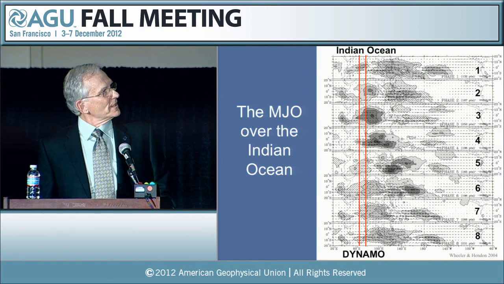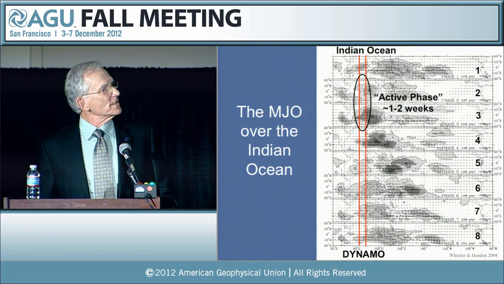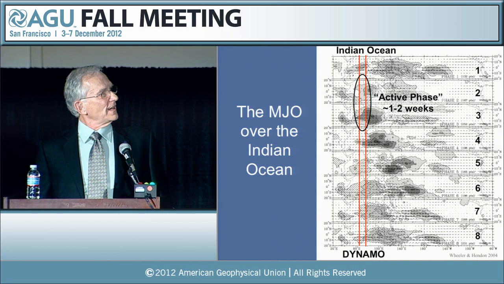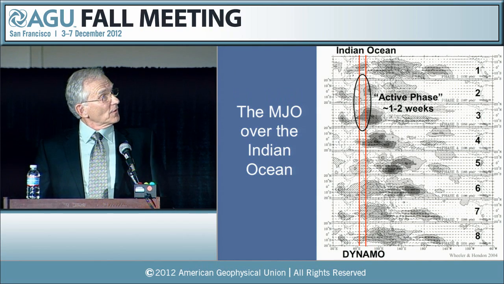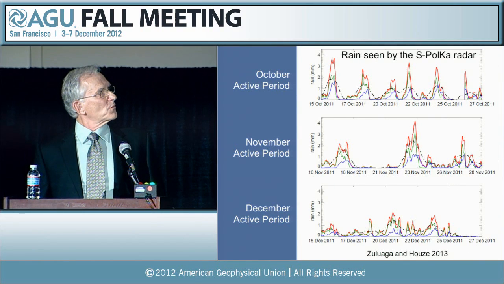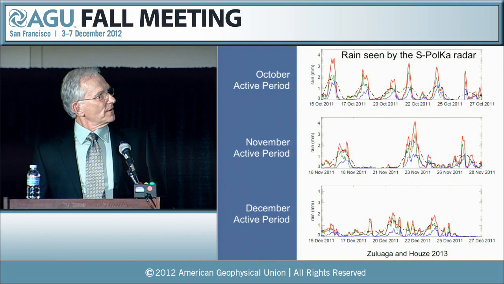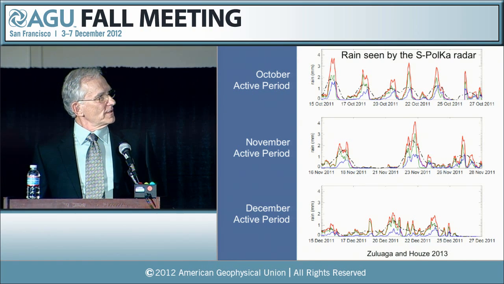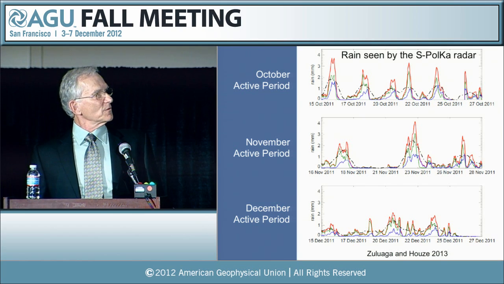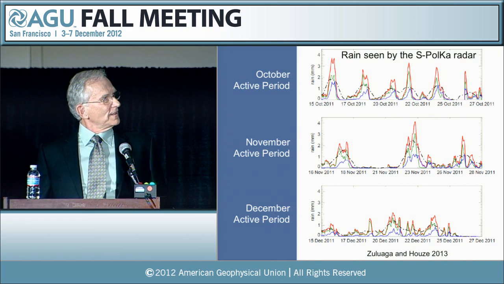And again, we're looking at the MJO over the Indian Ocean. The MJO active phase comes with phases 2 and 3, so these phases last a couple of weeks, and we had 3 of these active phases occur during this Dynamo project. One in October, the top row, one in November, the second row, one in December, third row. Notice there's a lot of time in between these three rows that are not shown here because there wasn't hardly any precipitation at all. So these are the three rainy periods, but notice that the rain does not fall very uniformly.